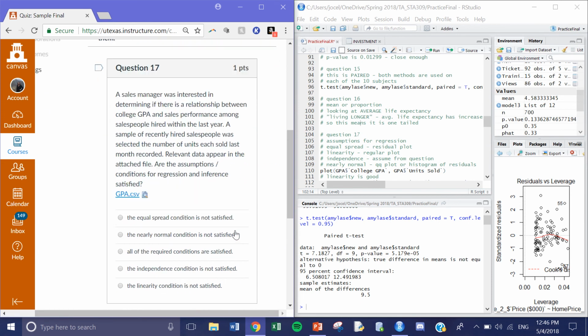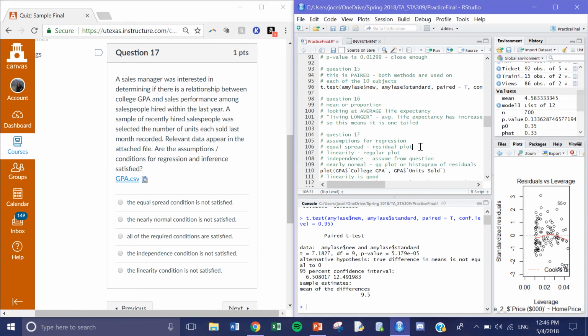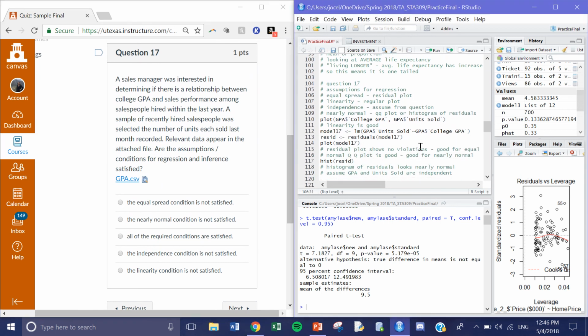Question 17. A sales manager was interested in determining if there is a relationship between college GPA and sales performance among salespeople hired within the last year. A sample of recently hired salespeople was selected.